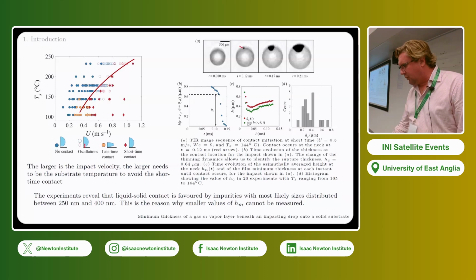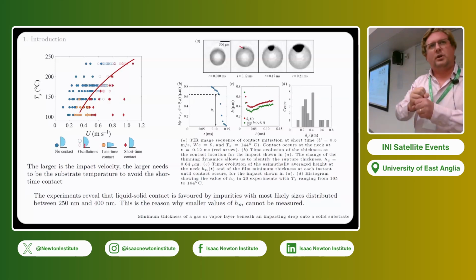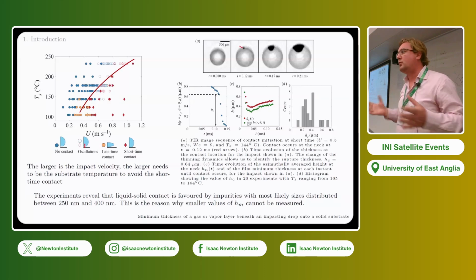They also publish in this paper results because they are able to determine when the hole is appearing in these images. So when you have this hole, the black dot here, you have contact. Because the gray scale here is related to the thickness of the vapor layer, they are able to determine at which thickness the hole appears, where you have the contact.